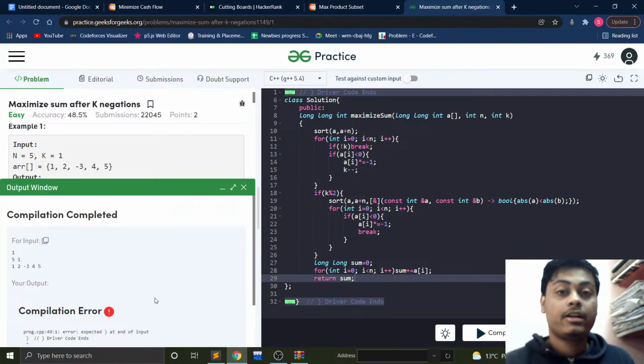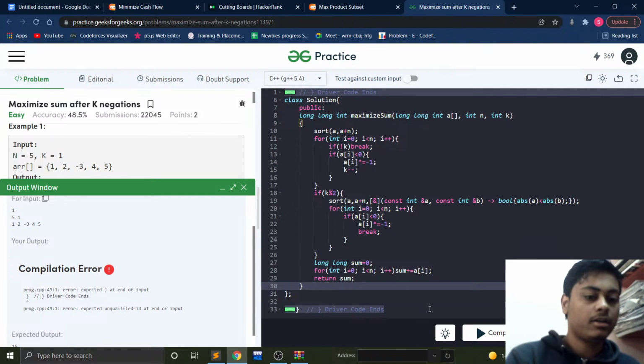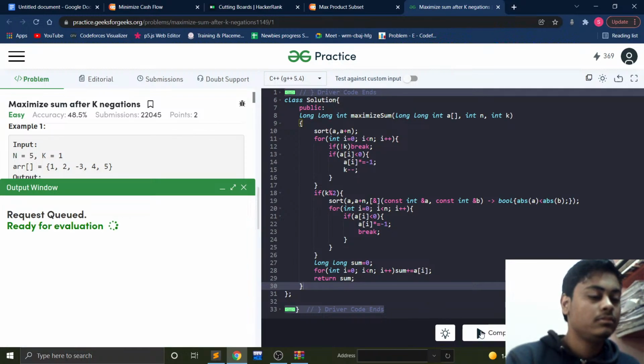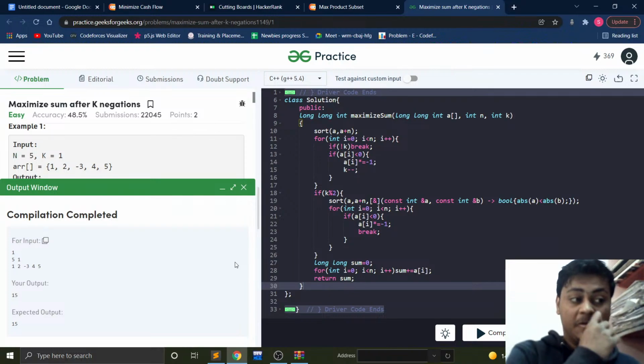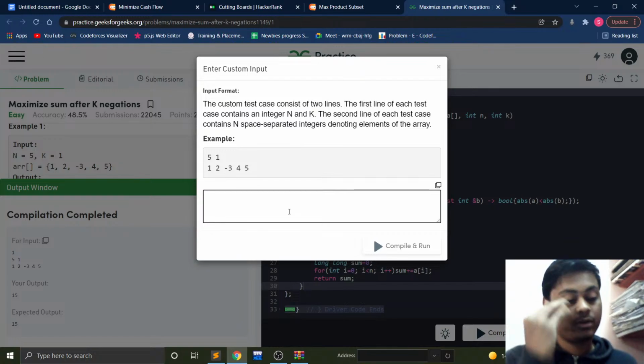Another compilation error, another one. I probably have missed some brackets here and there. I think I've missed a bracket here. Thank God I'm getting a correct answer. Let's try to give another value, give some 10 values. Let's decide k afterwards.